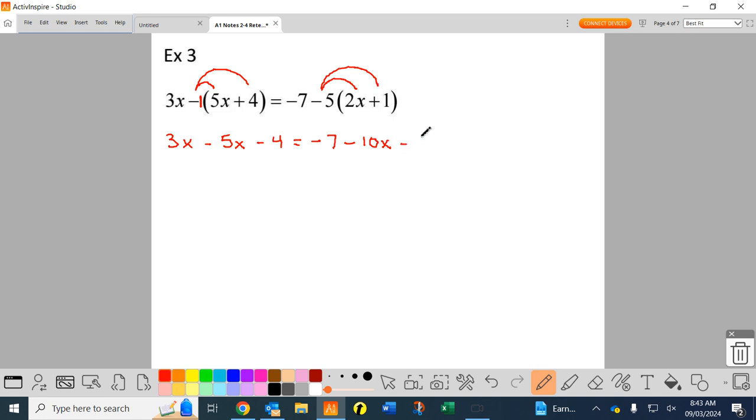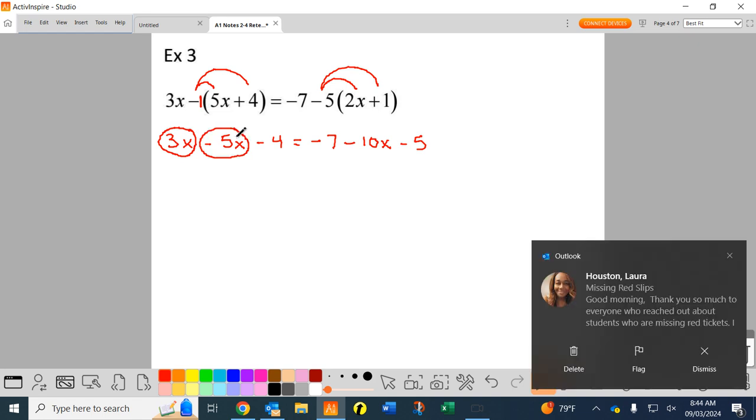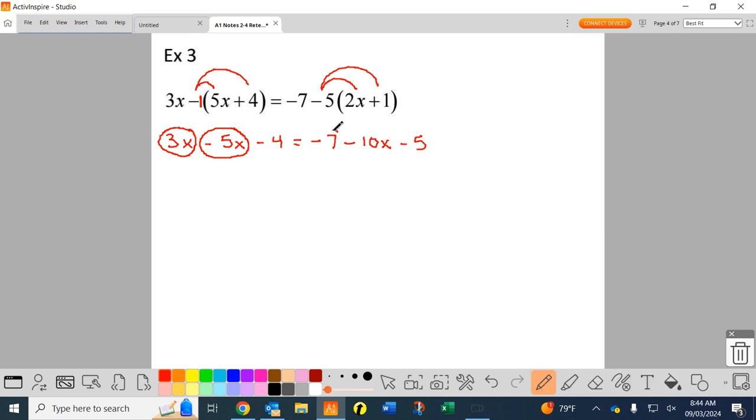You can see I have 4 terms on one side, 3 terms on one side and 3 terms on the other side. And when I've got 3 and 3, that means I'm going to be dealing with combining like terms. I've got to get down to 2 and 2 or less. So I've got like terms over here with the 3x and the minus 5x. I'm going to do like terms over here, which is going to be the negative 7 and the negative 5. You're going to be combining those like terms together.